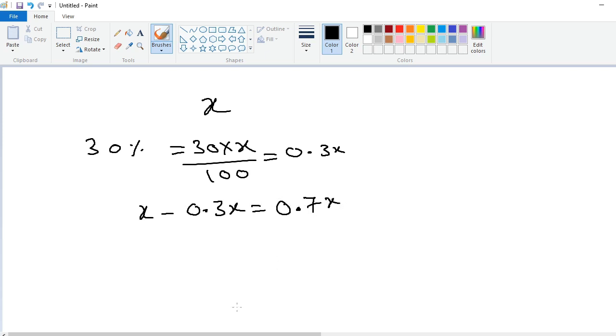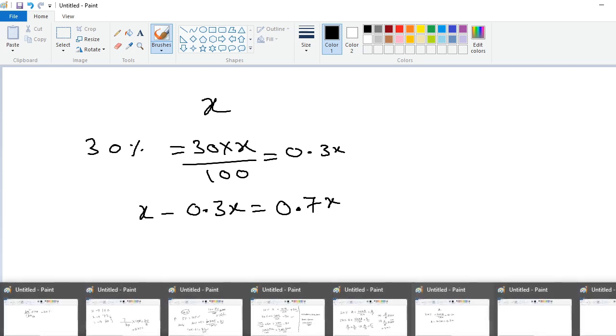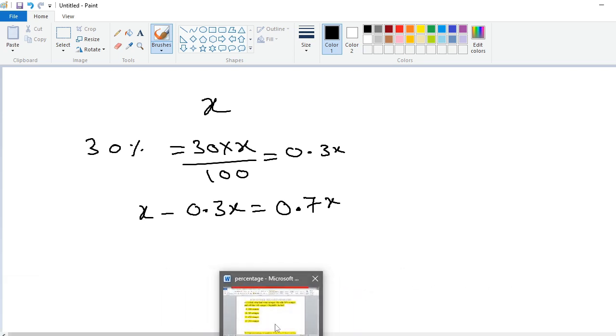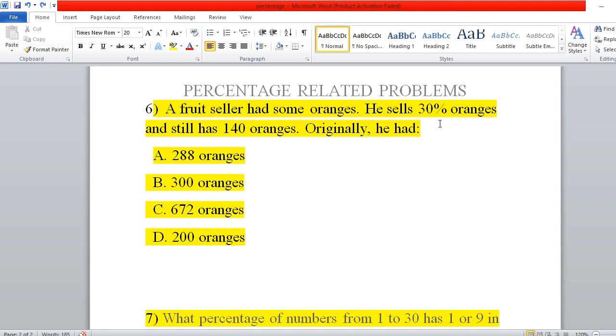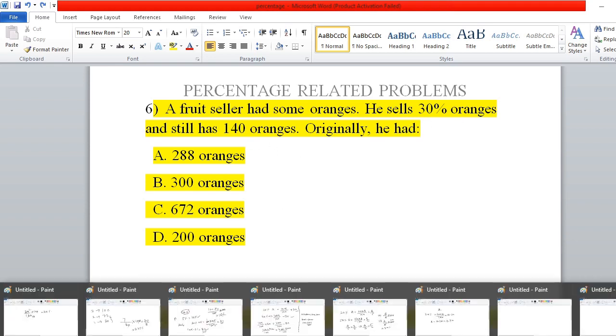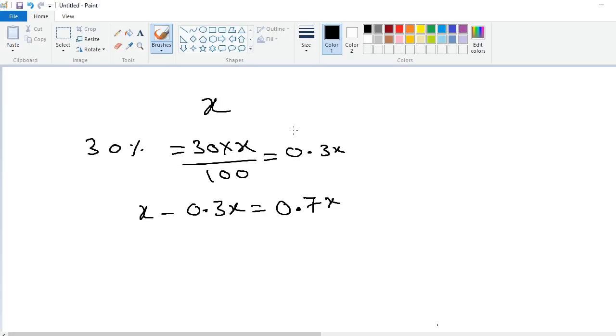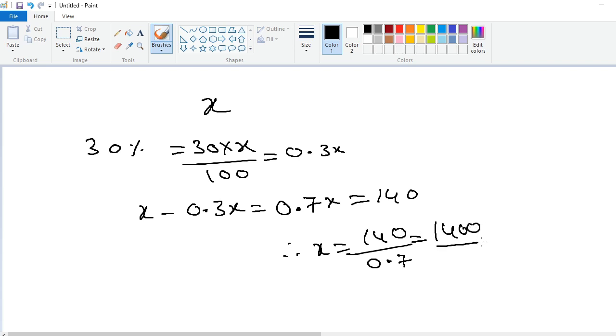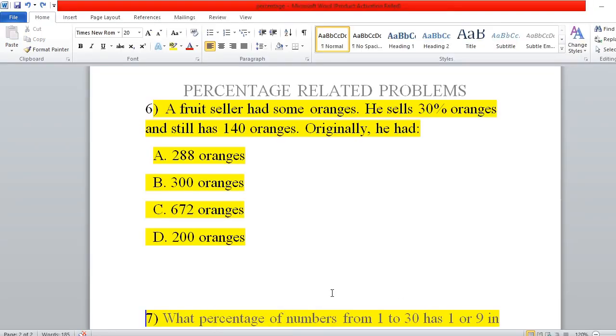But in the given question, he sells 30% oranges and still has 140 oranges. So 0.7x is equal to 140 oranges. Therefore, x is equal to 140 by 0.7, that is equal to 1400 by 7. Answer is equal to 200 oranges. Therefore, option D is the correct answer.